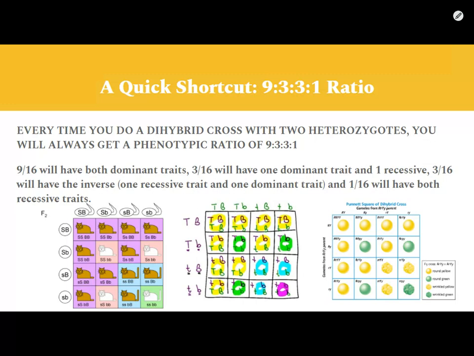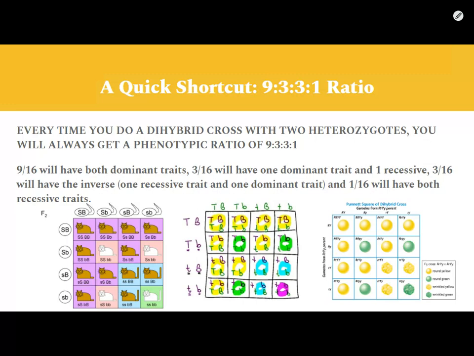9 out of our 16 will have both dominant traits. 3 will have one dominant and one recessive. 3 will have the other dominant and the other recessive. And 1 will have both recessive. It does not matter what trait it is. It could be cattails. It could be plant color. It could be our pea pod shape. Doesn't matter what trait. At any point in time, if you cross 2 dihybrid heterozygotes, they have to be heterozygotes, you will always, always, always get a 9 to 3 to 3 to 1 ratio.